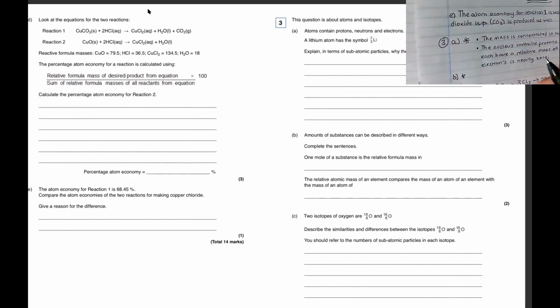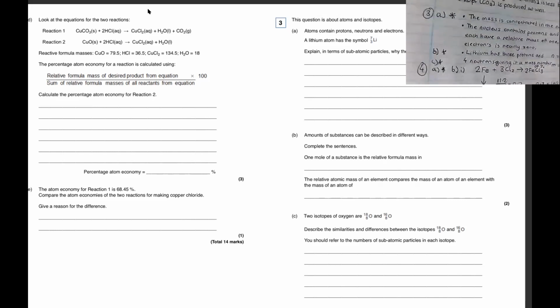Okay, and lithium has 3 protons. The next point: lithium has 3 protons and 4 neutrons, giving it a mass number of 7. Okay, good stuff.